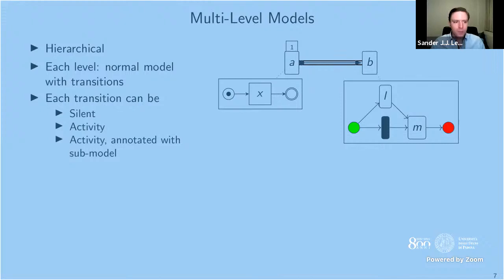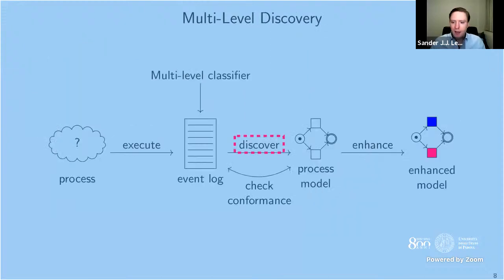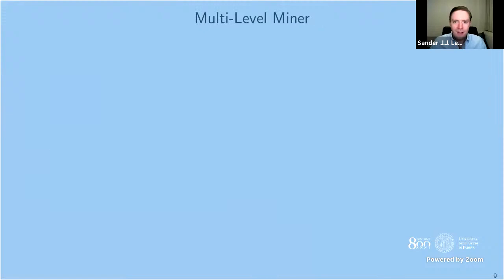The language of this multi-level model is shown here. So again, each event is a vector of multiple elements, and they correspond to executions of models on particular levels in the multi-level model. So that's the type of models that we would like to consider in multi-level process mining. Let's now look at how we can discover such models. I've dubbed this the multi-level miner. And now let me walk through it by means of an example.